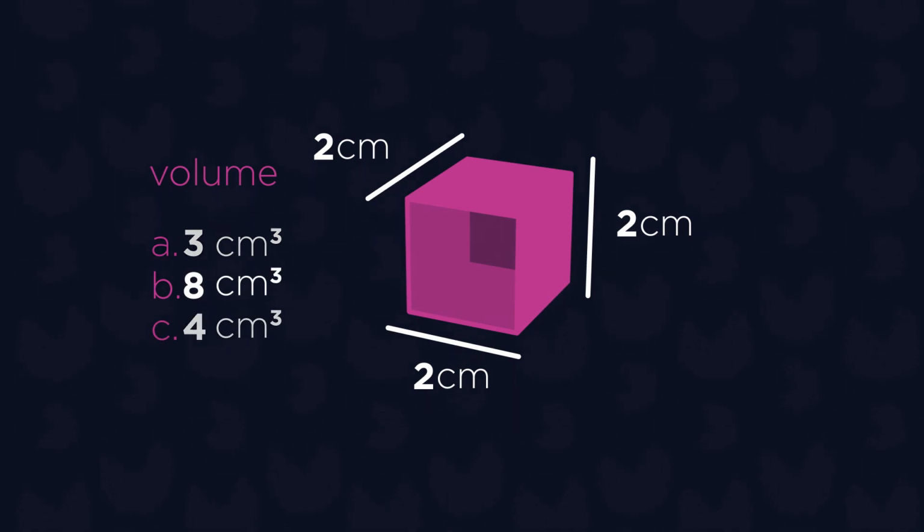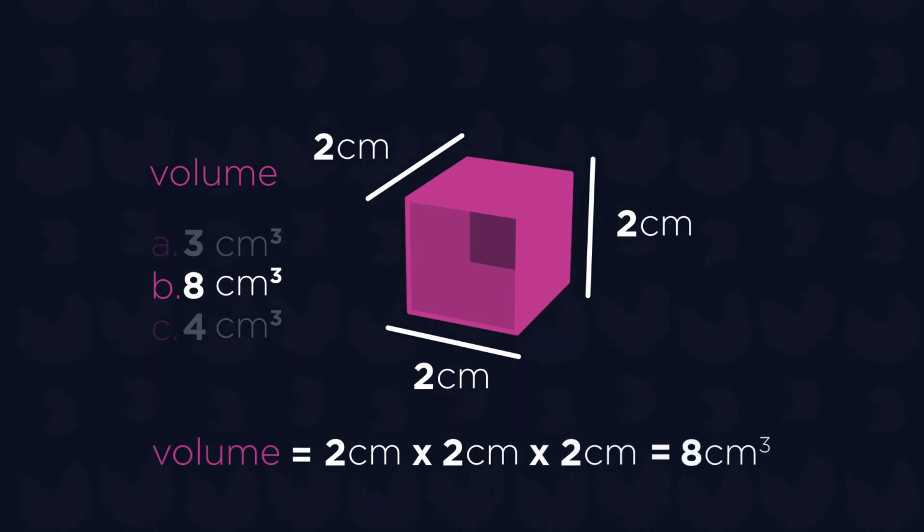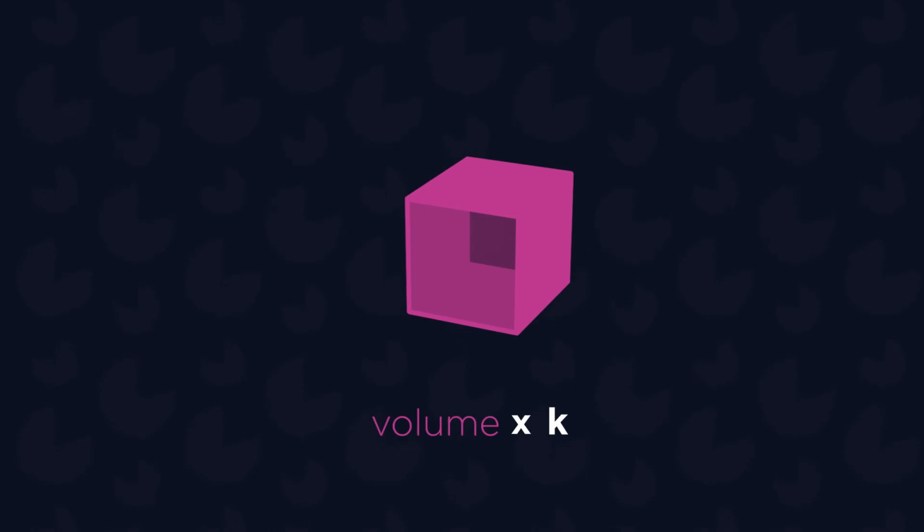The correct answer is B. If we enlarge each edge of our cube by a scale factor of 2, our new volume will be 2 centimeters times 2 centimeters times 2 centimeters, or 8 centimeters cubed. The rule of thumb here is that when the lengths of a shape are multiplied by a constant scale factor, represented by k, then the volume will be multiplied by k cubed.